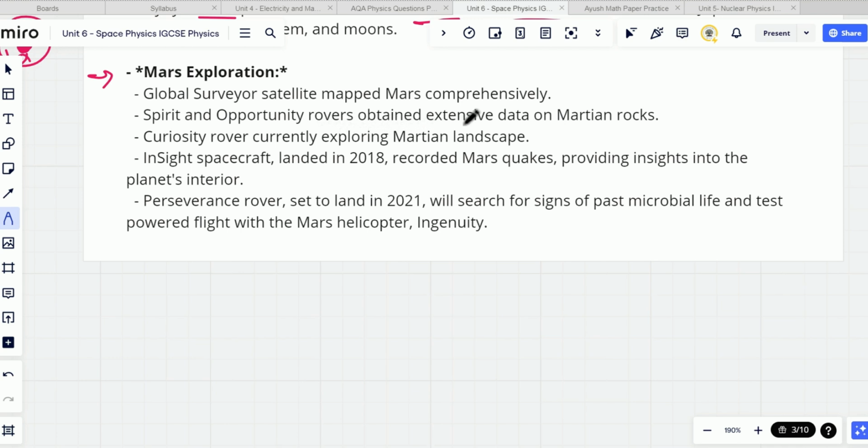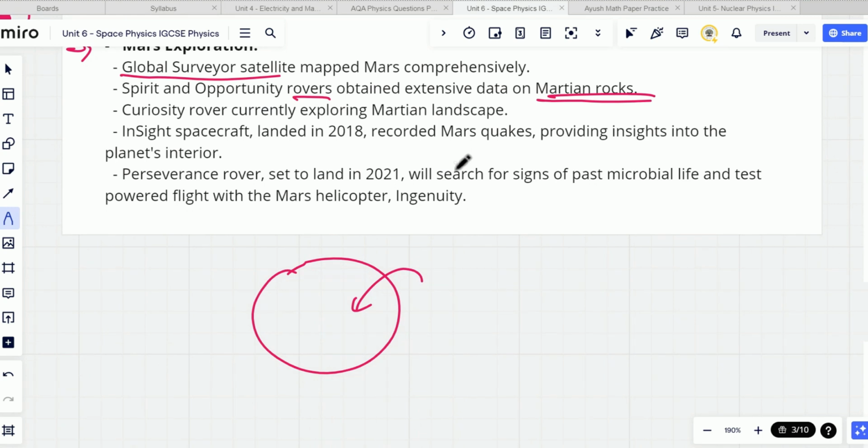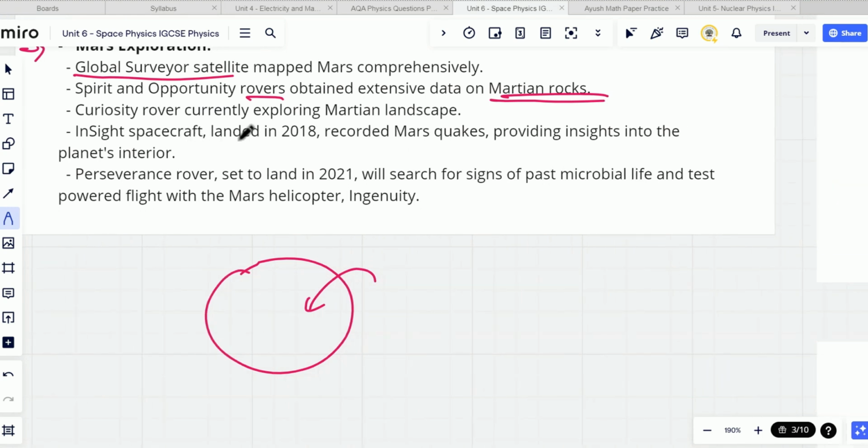The Global Surveyor satellite mapped Mars comprehensively. So this satellite has mapped Mars for us, and the Spirit and Opportunity rovers. We have sent rovers to Mars as well. Do you know what rovers are? Those autonomous vehicles that move on other planets. They are moving on Mars, and they obtained extensive data on the Martian rocks. They brought rocks for us, and we got to study those rocks and get more details about them.